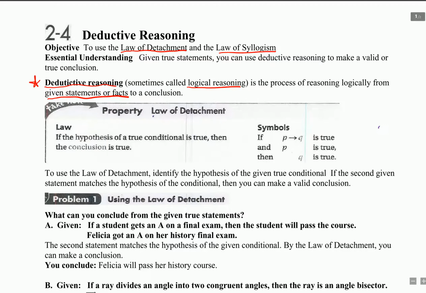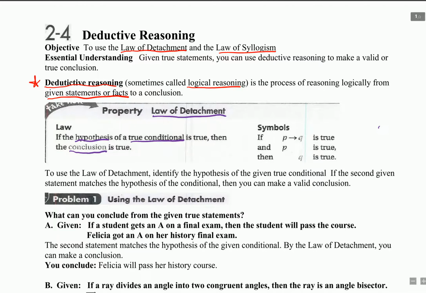So our first one here is the law of detachment. And this says if the hypothesis of a true conditional is true, then the conclusion is true. So we have a true conditional. And if we have something that matches the hypothesis, then we can say that you can make the same conclusion.